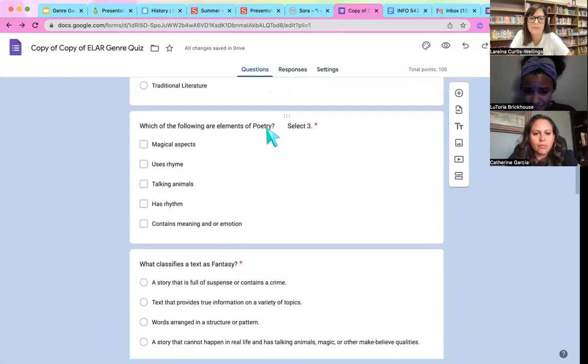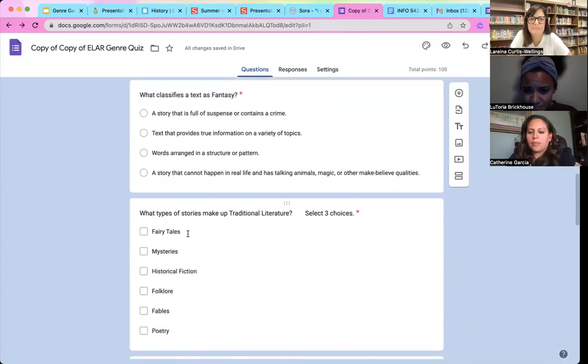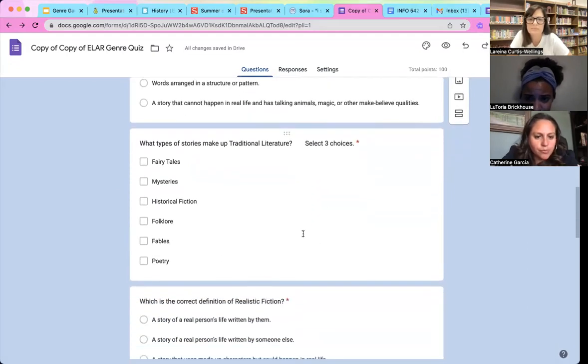What are some elements of poetry? Select 3. Has rhyme, rhythm, good. Rhythm and meaning, and repetition, emotion. Okay, what would classify a text as fantasy? The last one: a story that can't happen in real life. It's got talking animals, magic, other qualities like that.